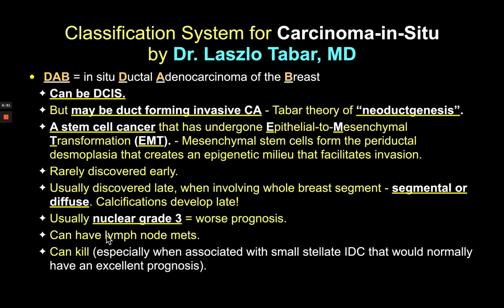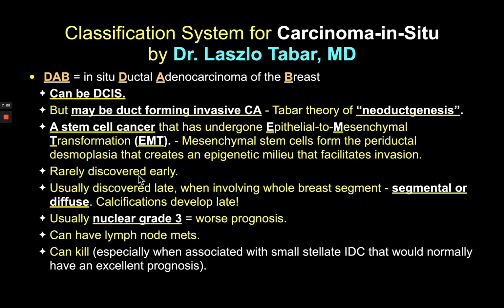Now the DAB, ductal adenocarcinoma of the breast, can be DCIS, but Laszlo has shown that it can be a duct-forming invasive carcinoma with a theory of neoductgenesis, and that it's actually a stem cell cancer that's undergone epithelial to mesenchymal transformation. And the mesenchymal stem cells form the periductal desmoplasia that creates the epigenetic milieu that facilitates invasion.